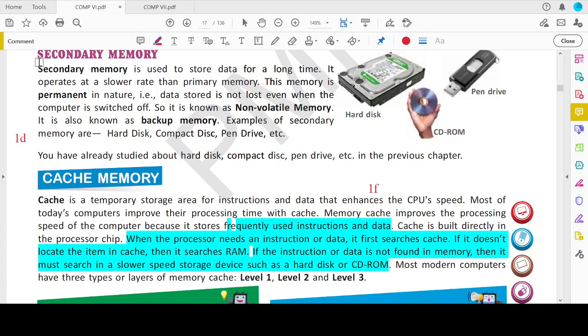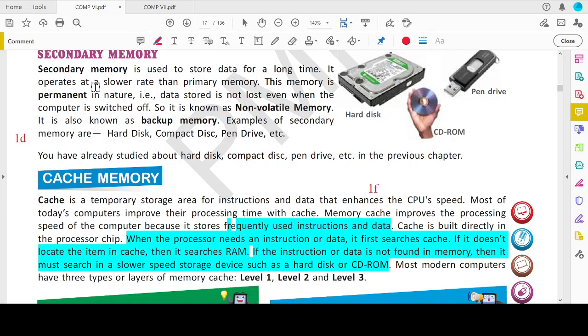We have already discussed the purpose of a secondary memory. What is the purpose of a secondary memory? It is used for storage. It is used for permanent storage of data. So secondary memory is used to store data for a long time. Even when the power is turned off, it can store data.